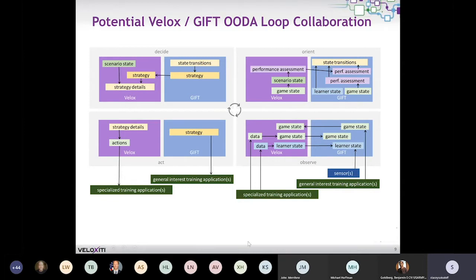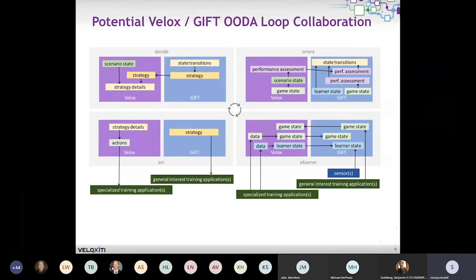So this slide, and I apologize for being busy, is one idea about how GIFT and Velox could work together in a more ambitious integration than the one we currently have in SMART, to try and complement one another throughout the OODA loop. I think the observe phase is relatively straightforward. Velox can be used to develop sensors and then send that data to GIFT.